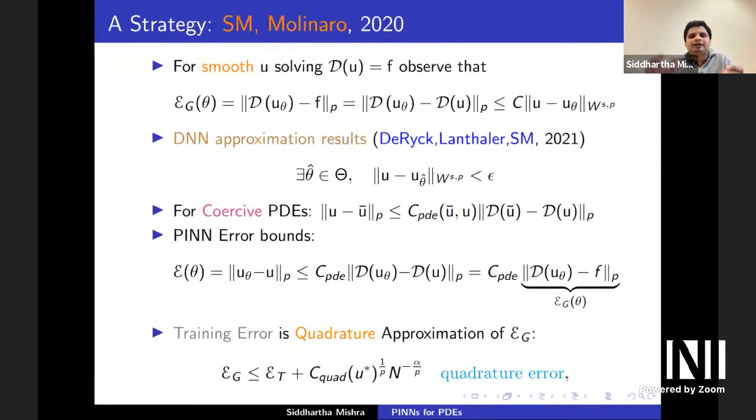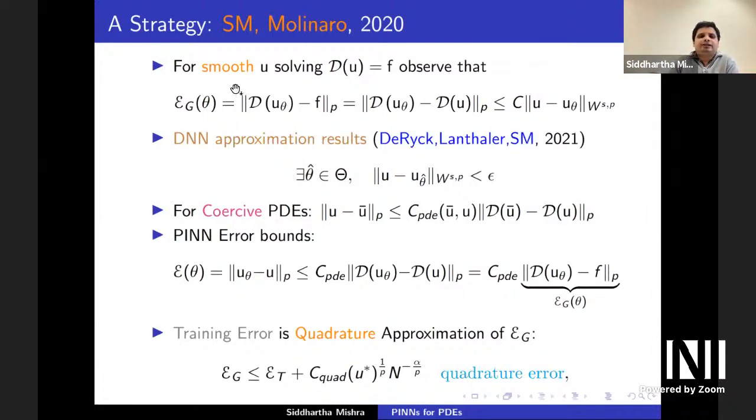And for these questions, at least a strategy was provided. There are different ways to answer them, but a strategy was provided in this paper, which is going to be published soon. And the idea is the following. First, is there a neural network which is close to the solution of the PDEs for which the residual is going to be small? Otherwise, it's redundant to search for this small residual.